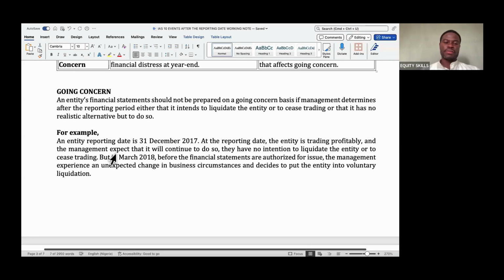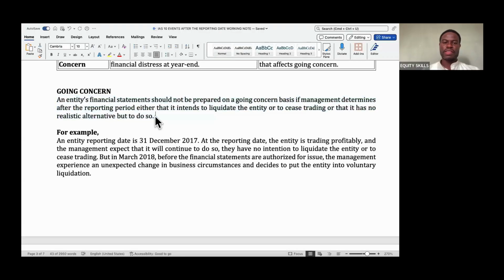Okay, and I've mentioned going concern regarding non-adjusting. And I told you that for going concern, if new events like a government policy, like a sudden disaster happened that affected our business, and that will not threaten our ability to continue to operate, if it is a new event that occurred, then that is non-adjusting.